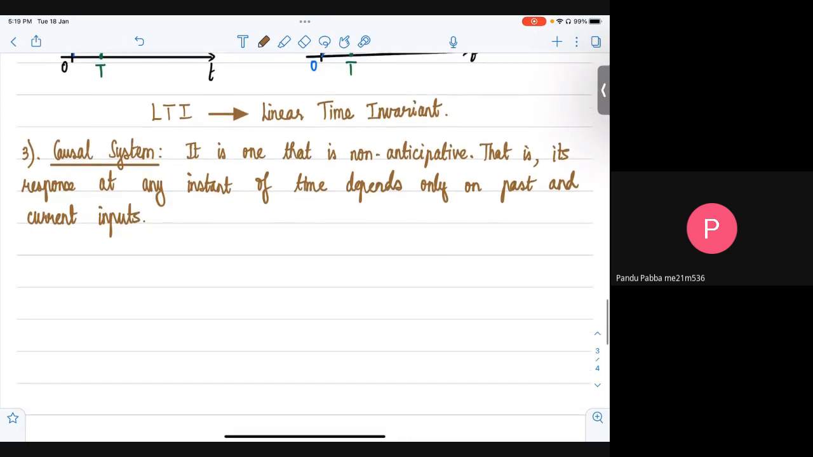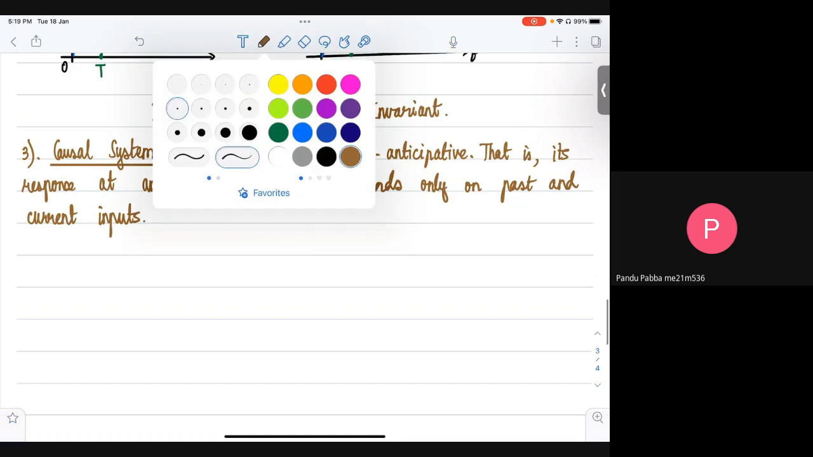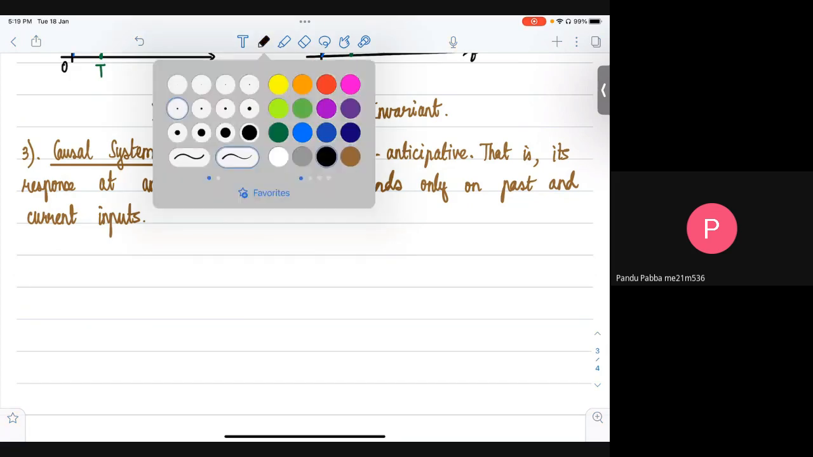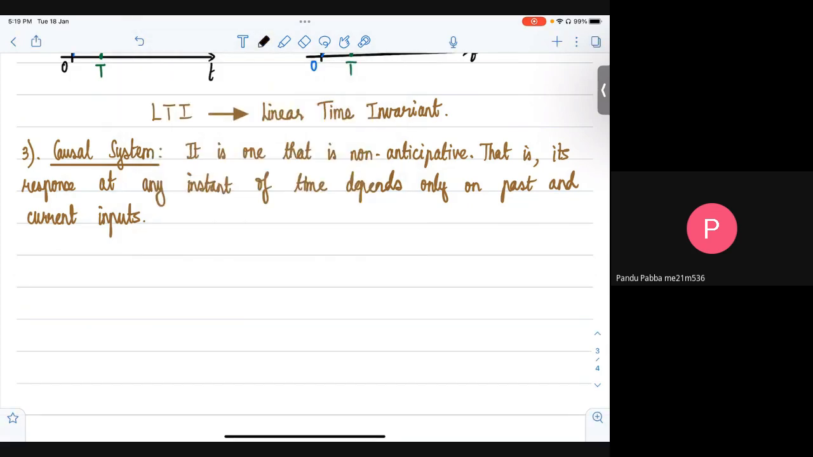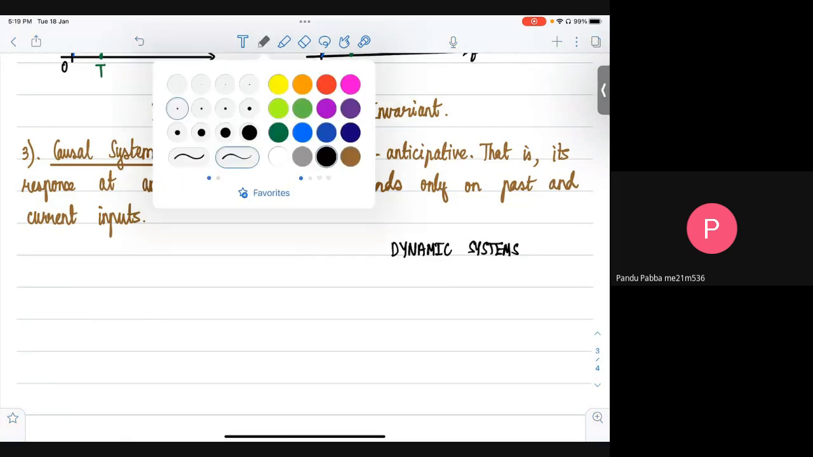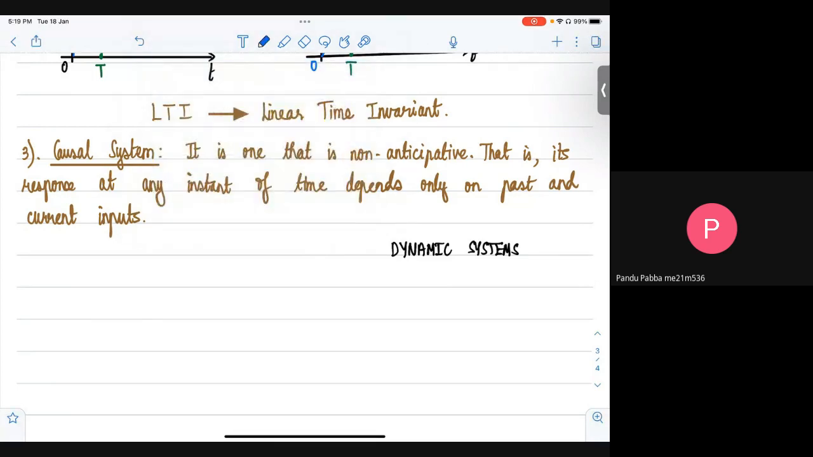From a broad level, as I said, when we look at dynamic systems, which is our first module, what we typically start off with is that we first look at causal dynamic systems.